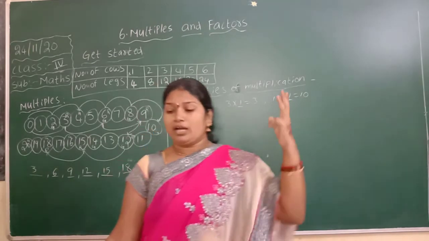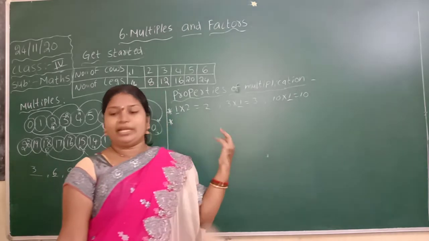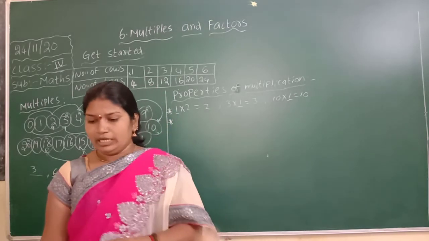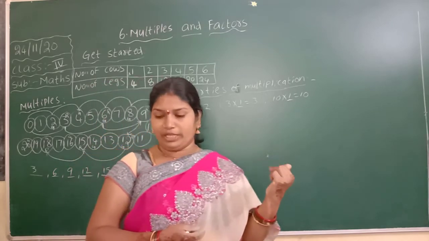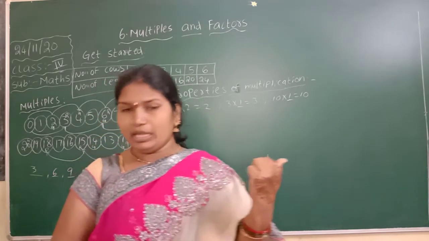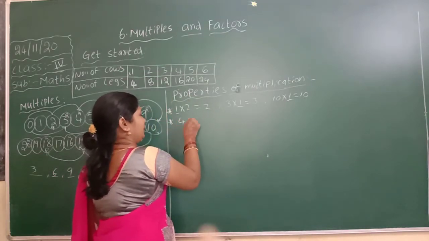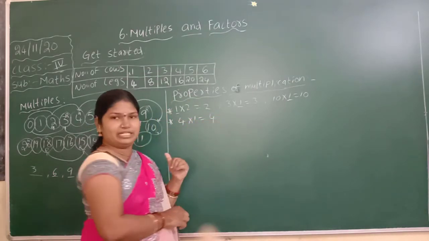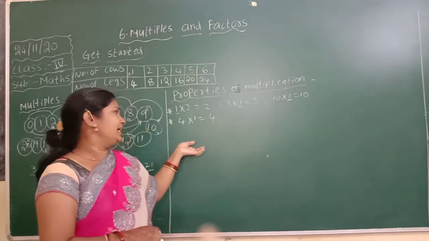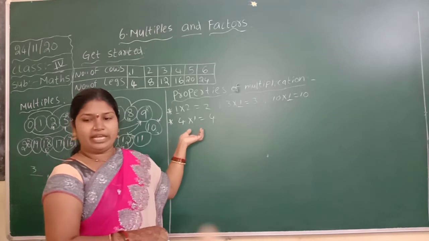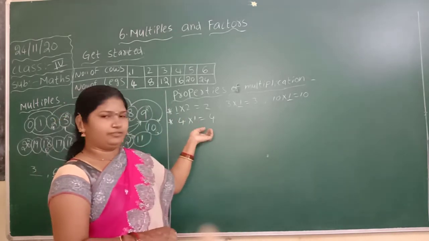And the next one, every number is a multiple of itself. For example, I am taking 4 into 1, we will get the number itself. Every number is a multiple of 1 means you will get the same number. Every number is a multiple of itself.